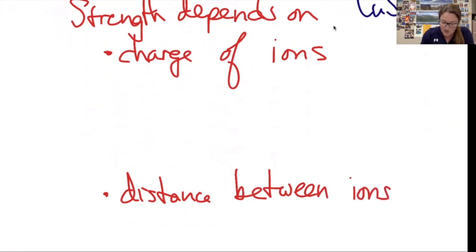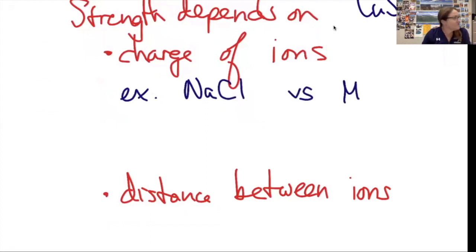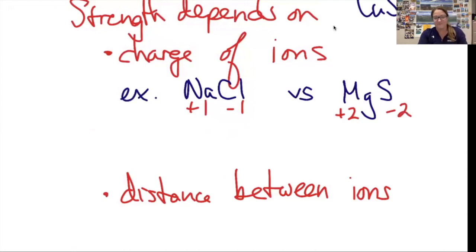Okay, so when I say charge of ions, what I mean is, for example, if I was comparing NaCl to MgS, you know from the position on the periodic table what sodium's charge is. Sodium's in group 1, so it's going to have a charge of +1. Chlorine has a charge of -1. Magnesium has a charge of +2. Sulfur has a charge of -2.